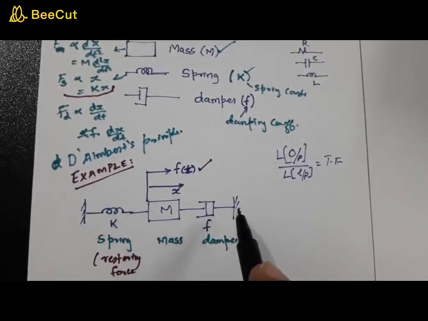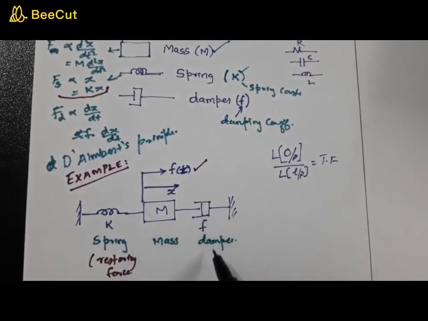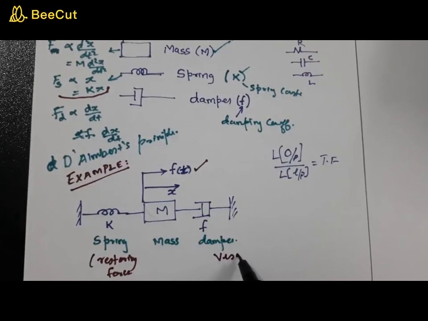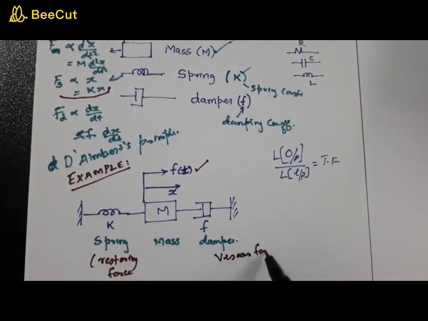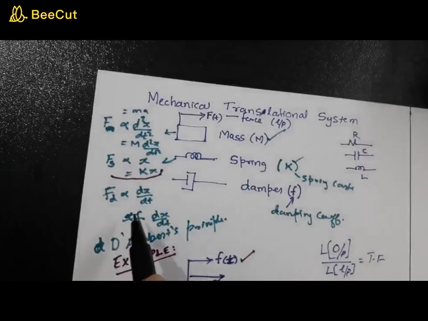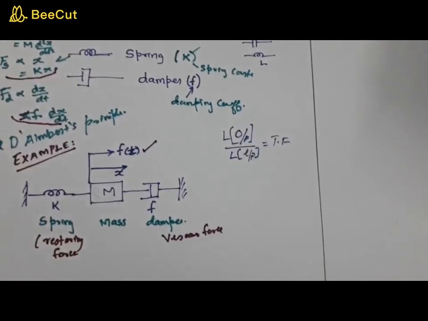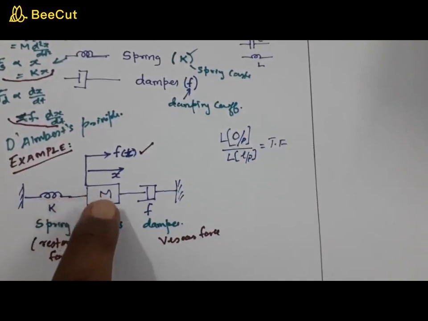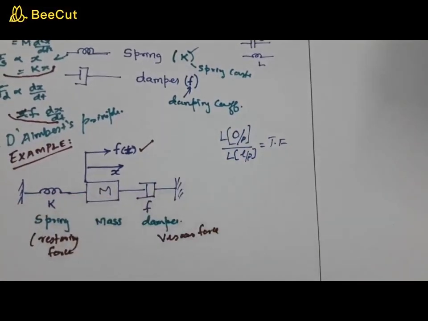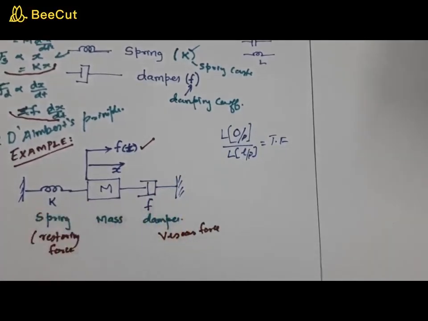Now what the damper does is, it always offers a viscous force or a frictional force, and that is given by this expression: f into the derivative of the displacement. So look at this. When a mass is moved, these two work in such a way that one will try to maintain its equilibrium, the other one will oppose its action. That's the task of these two damping forces.